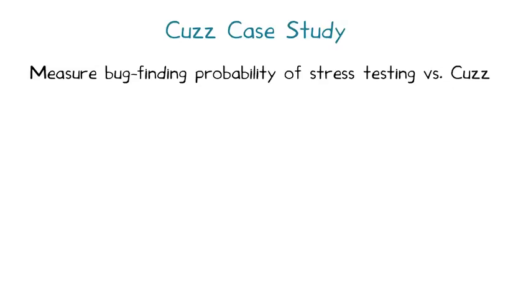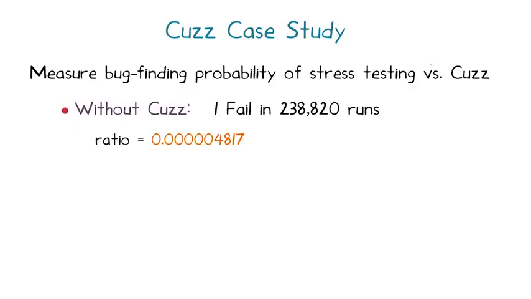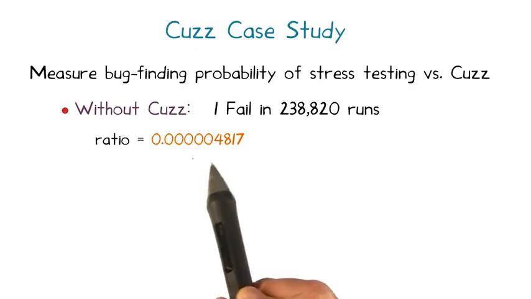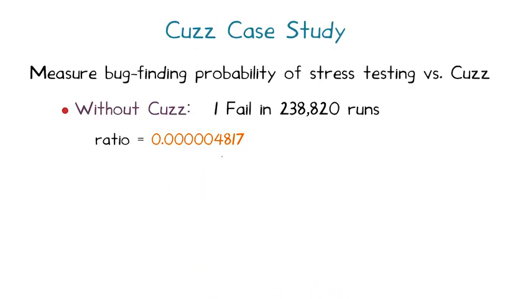To better appreciate the amount of resources needed to find concurrency bugs using cuz versus stress testing, let's look at a case study that the developers of cuz conducted to find a concurrency bug in a certain program. Without cuz, that is, using stress testing, the bug was triggered only once in over 238,000 runs, giving a mere probability of 0.000004817 for finding this bug by using stress testing.